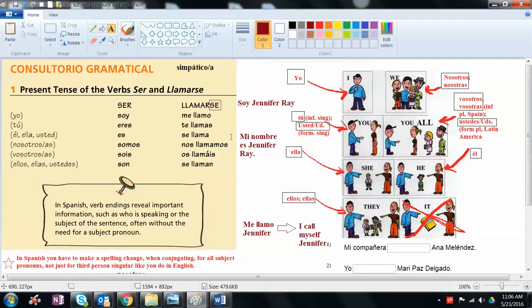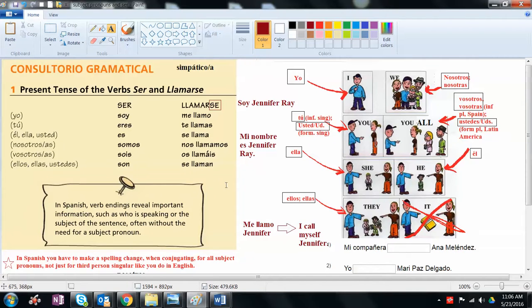If I want to say, what's his name? ¿Cómo se llama él? Or there might be a couple of us with the same name, and I'd say, nos llamamos Jennifer. Or, ¿Cómo os llamáis vosotros? Maybe we're in class and I want to ask you all what your name is. So anyway, these are the spellings that match up with each subject pronoun.